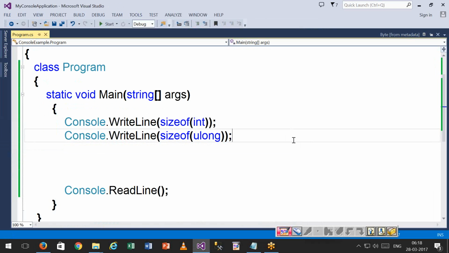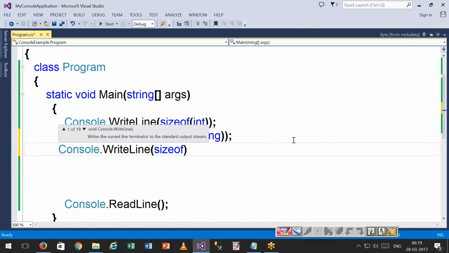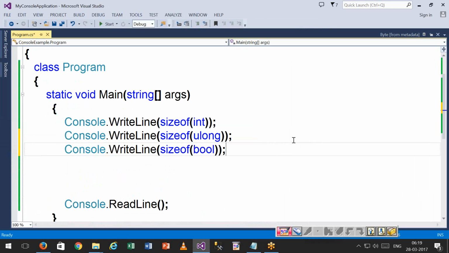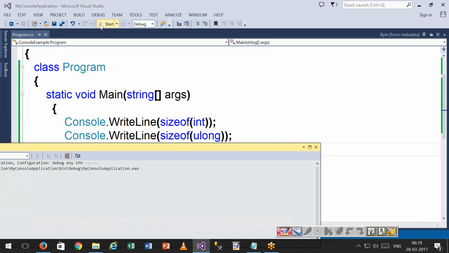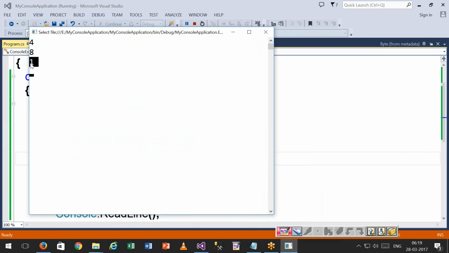Console.WriteLine, sizeof(bool). What is the output? One. Bool means only one bit is the size. Here you have to remember 4 and 8 are bytes, but only in the case of bool it returns bits. Why? Because there is no byte for bool. Bool predefined size is only one bit. Remember this point.